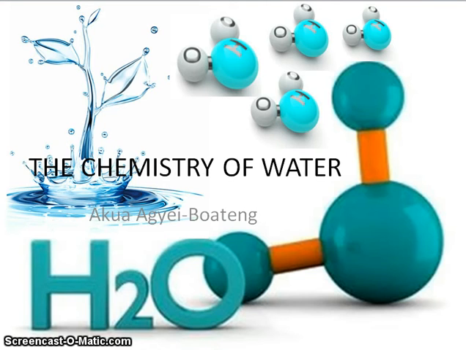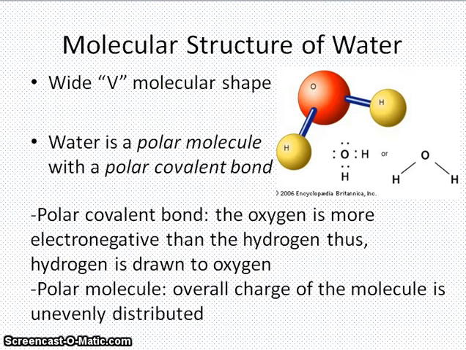The chemistry of water. Water has a wide V molecular shape. So basically, it means that water is a polar molecule and it also has a polar covalent bond.